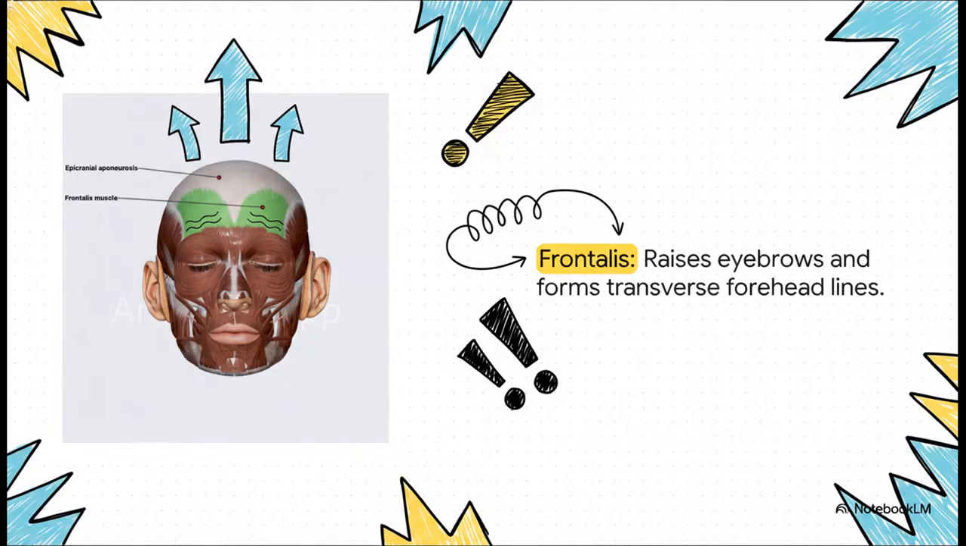Now, focusing just on the front, we've got the frontalis muscle. Functionally, the frontalis is the one responsible for that classic expression of astonishment. You know, when you're totally surprised. When it contracts, it literally pulls the skin of your forehead upward, raising those eyebrows and forming those horizontal forehead wrinkles you see in the mirror when you're shocked.